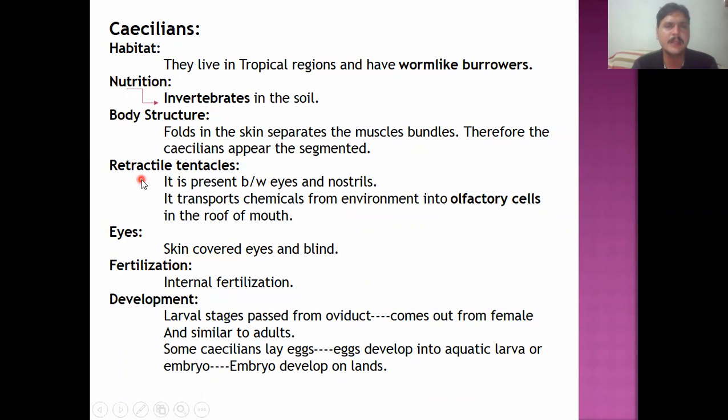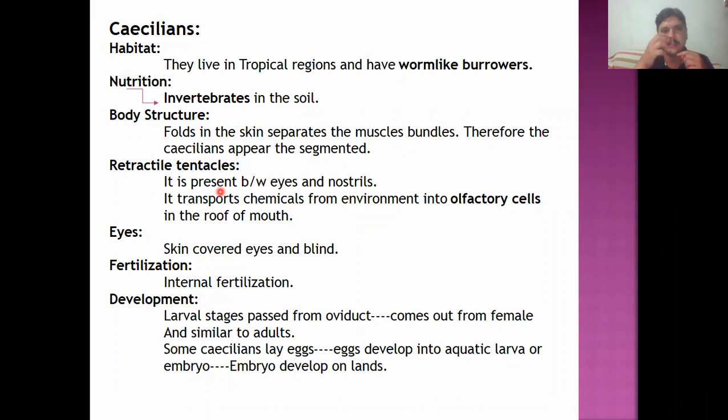Another very different character present in these Gymnophions or Caecilians is the character of the retractile tentacles. What do you say about a retractile tentacle? It is a type of tentacle that is present between the eyes and nostrils.